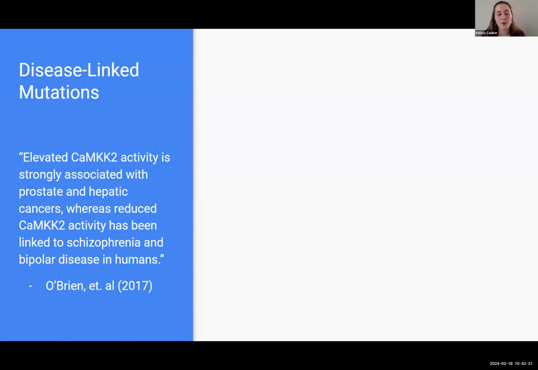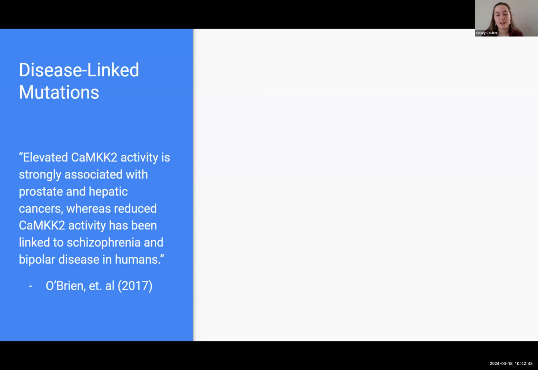up pretty good. So elevated CAM-KK2 activity is strongly associated with prostate and hepatic cancers, whereas reduced CAM-KK2 activity has been linked to schizophrenia and bipolar disease in humans. This makes sense as CAM-KK2 plays a role in multiple MAP kinase pathways, as mentioned earlier.